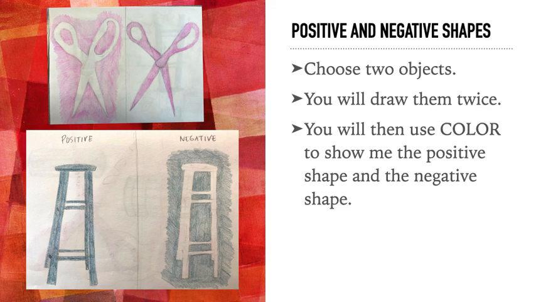And you're going to color the positive and the negative. So in the stool picture, this actual stool, that is the positive shape, is colored in the blue. And then right next to it, I colored the negative shape, which is actually the space around the stool. Okay, so you're going to be doing two of those in your sketchbook.